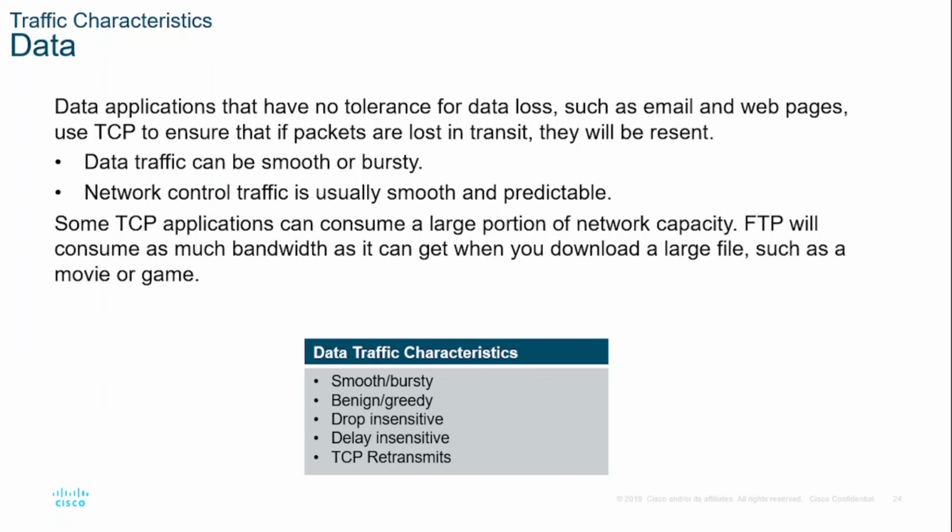Data traffic can be smooth or bursty. Network control traffic is usually smooth and predictable. When there is a topology change, the network control traffic may burst for a few seconds, but the capacity of today's networks can easily handle the increase in traffic as the network converges. However, some TCP applications can consume a large portion of network capacity. FTP will consume as much bandwidth as it can get when you download a large file, such as a movie or game.